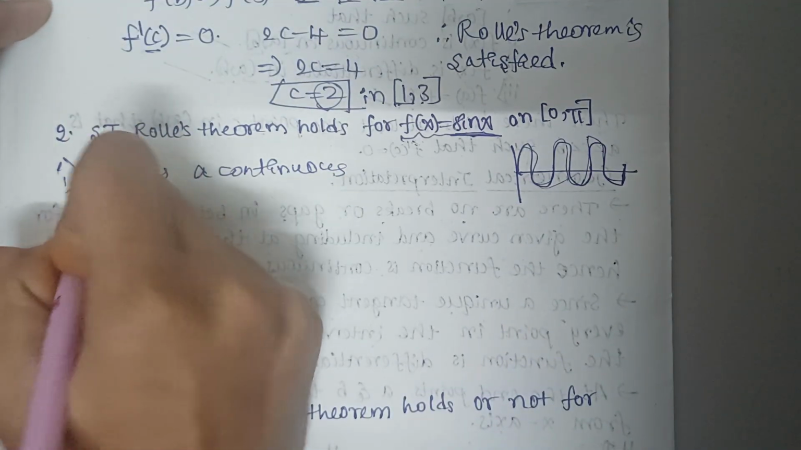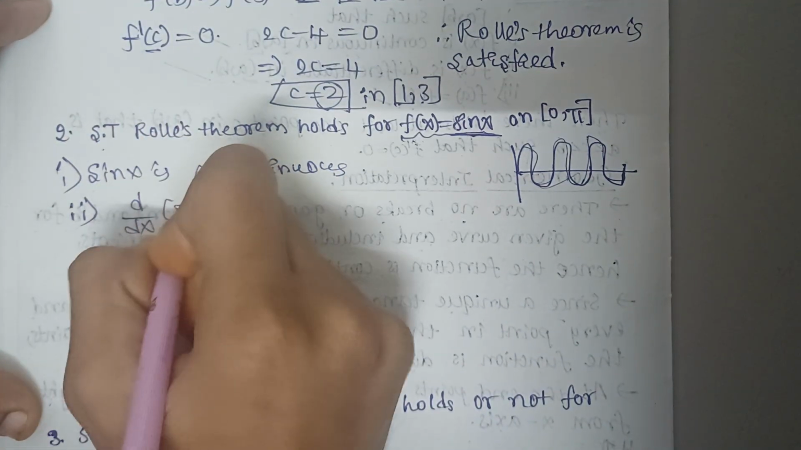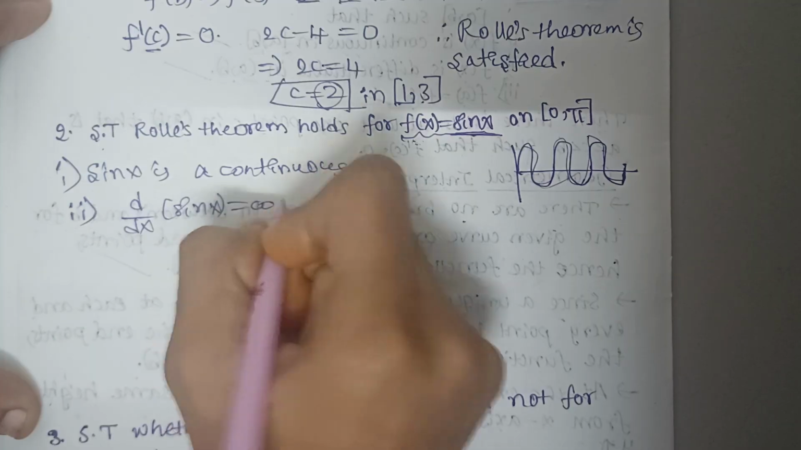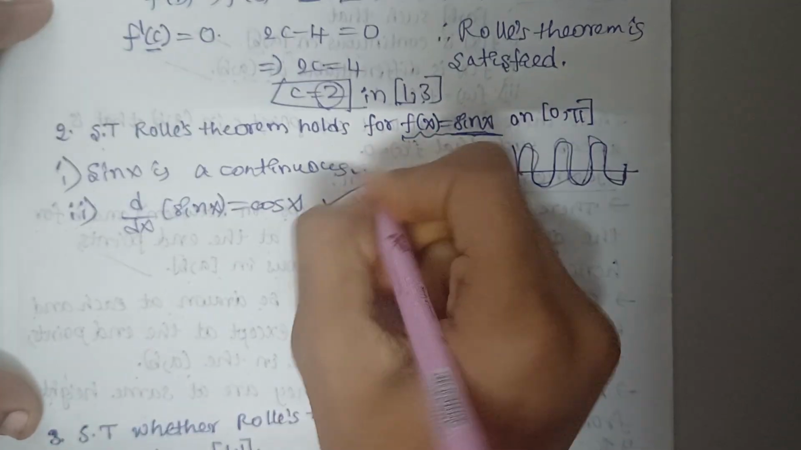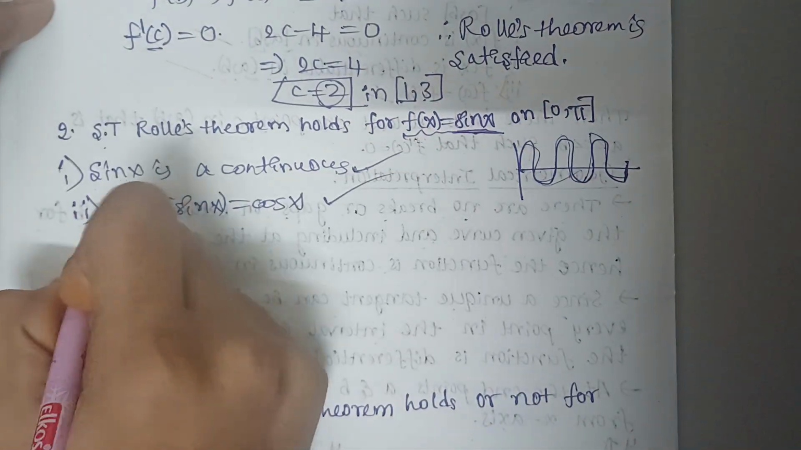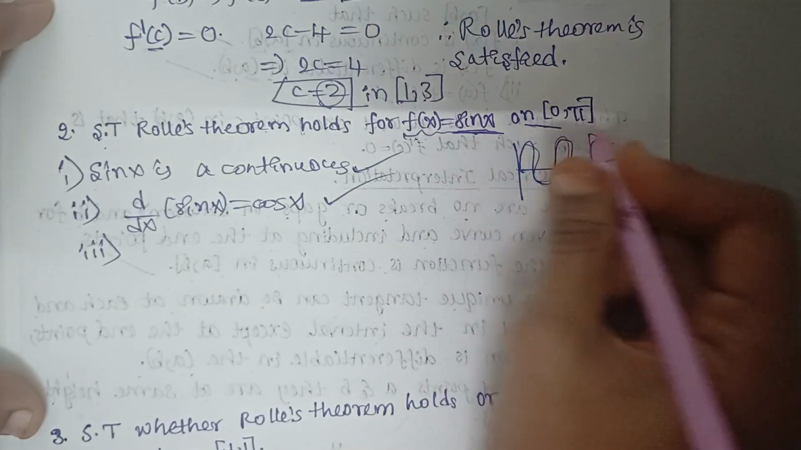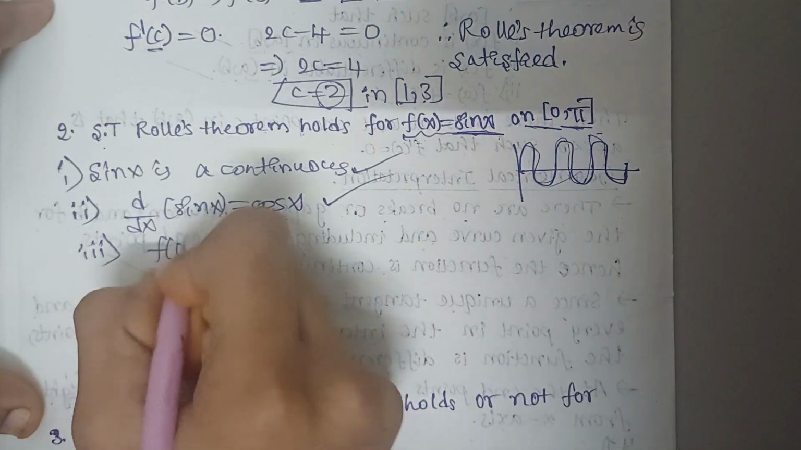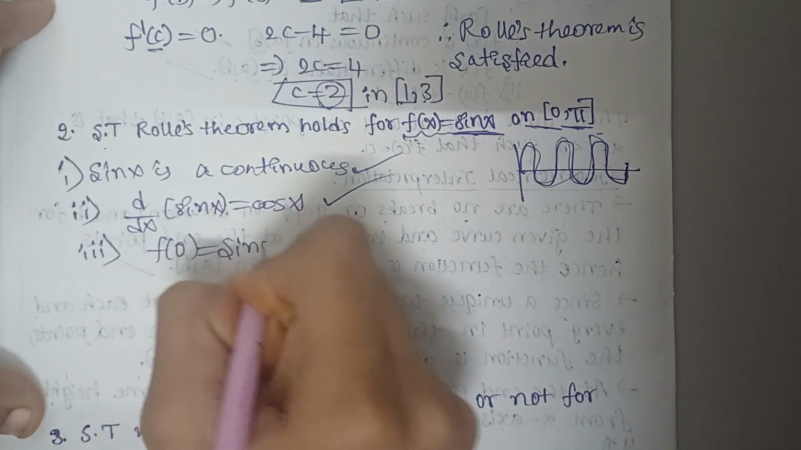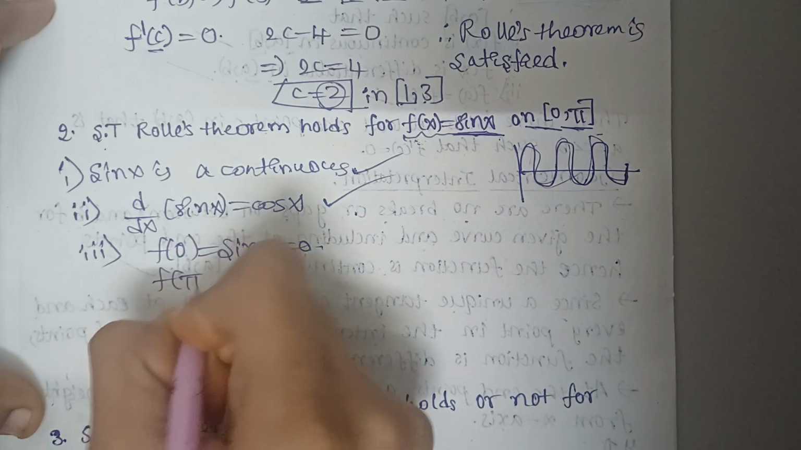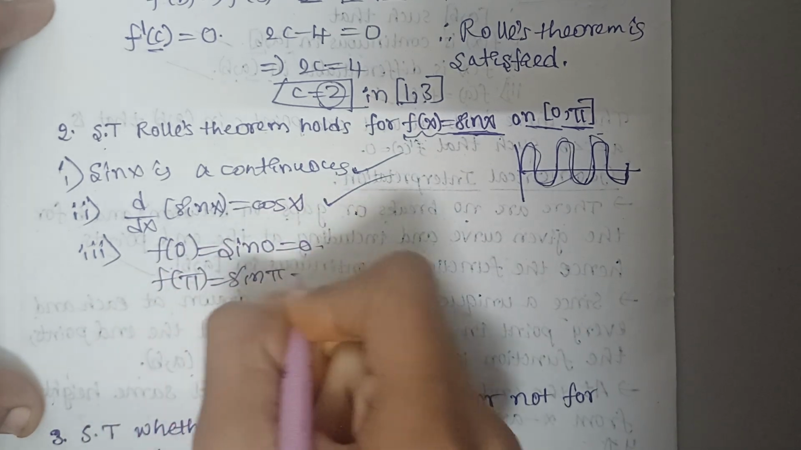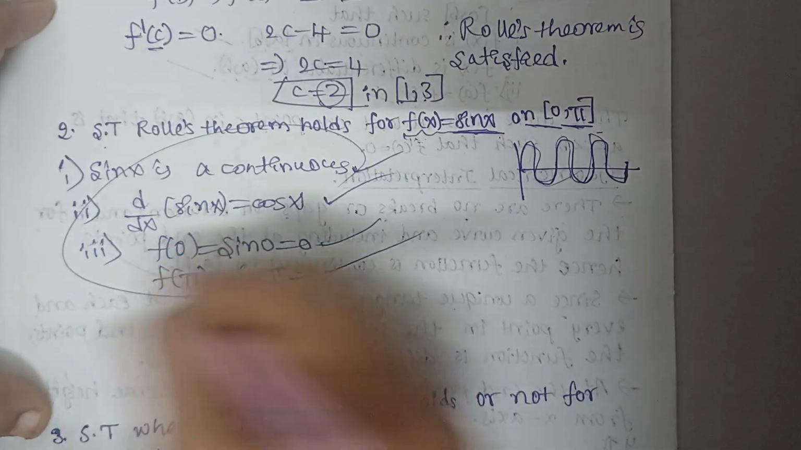And then coming to the derivative, that is d by dx of sin x, which is nothing but cos x. That means it is also having a derivative. That means your second condition is also satisfied, and your third condition is to check whether f of a is equal to f of b or not. Now f of a, which is nothing but f of 0, that is sin 0, which is 0, and f of pi, which is sin pi, which is also 0. And since these both were equal, these three conditions were satisfied.